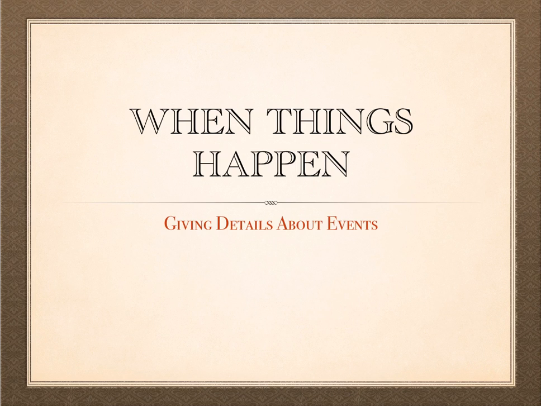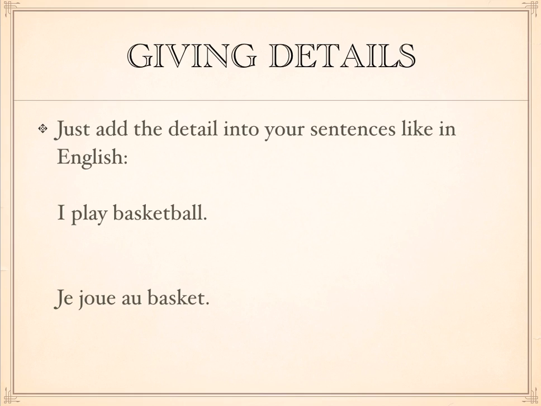Explaining when things happen is one way to give additional details about an event. So, there's nothing new that we have to do with our sentences themselves. Add it on to the beginning or the end the exact same way that you would in English. So, for example, we have the base sentence, I play basketball, je joue au basket.